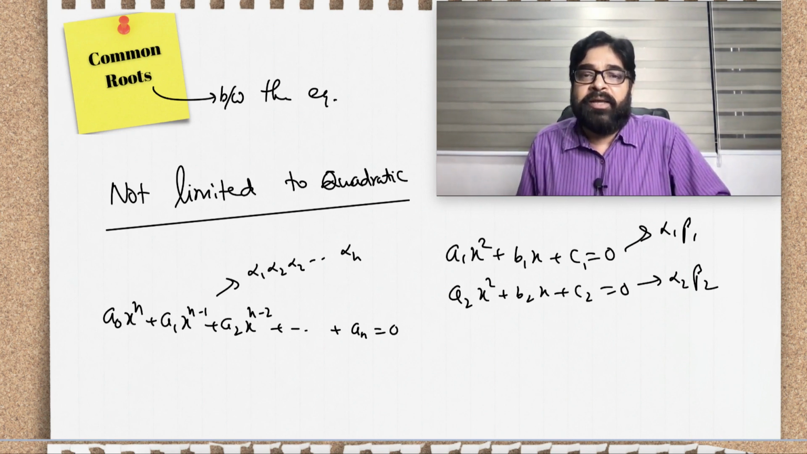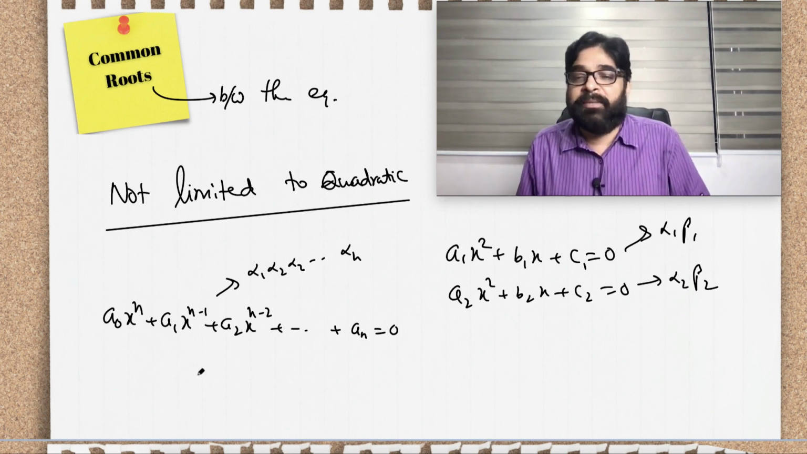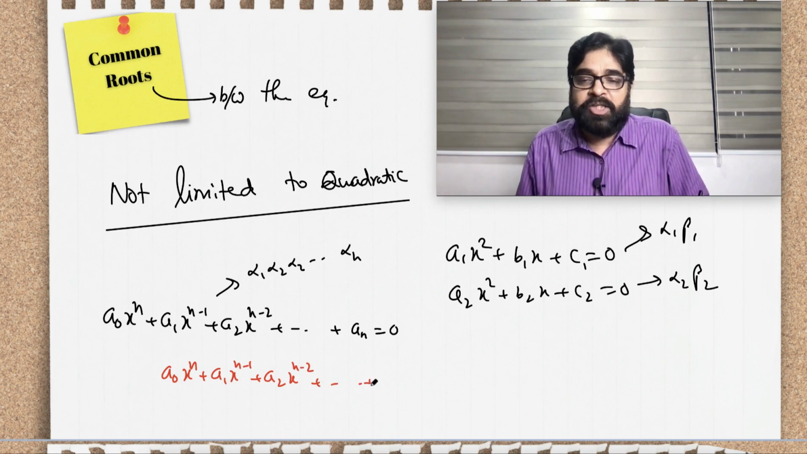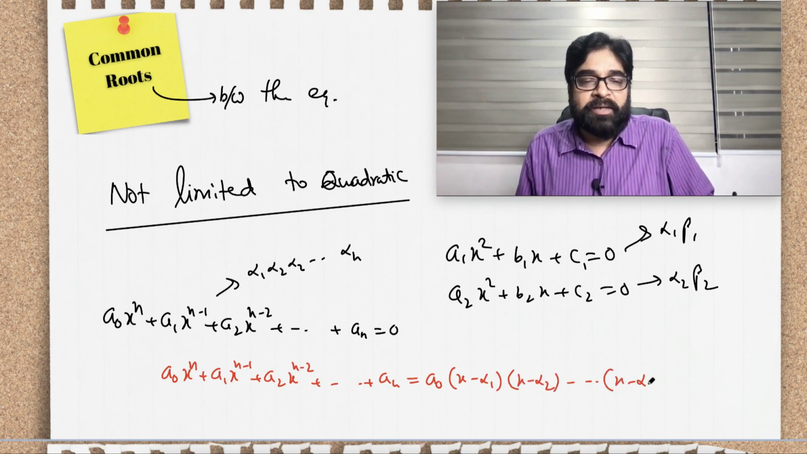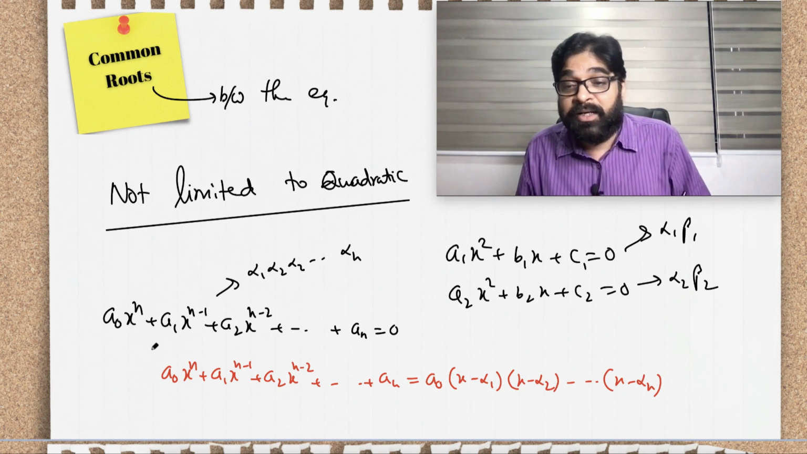If you're having roots alpha 1, alpha 2, alpha 3, so always remember a naught x power n plus a1 x power n minus 1 plus a2 x power n minus 2 plus so on an will be written as a naught into x minus alpha 1 into x minus alpha 2, so on x minus alpha n. Go and revise the concept.